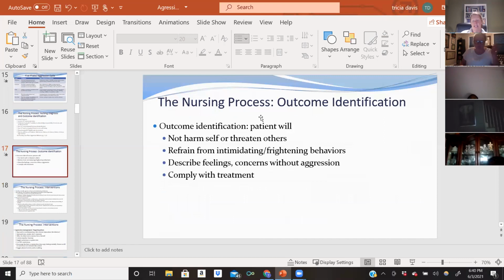So outcome identification. The patient ultimately will not harm themselves or others, and they will not threaten others. We want the patient to refrain from intimidating or frightening behaviors, so raising their fist, making those bodily gestures, running around the room, throwing objects. We want our patients to be able to describe their feelings and concerns without escalating into that aggression period. And then ultimately they will be compliant with their treatment.